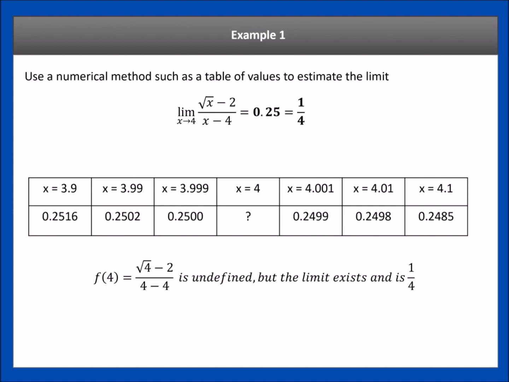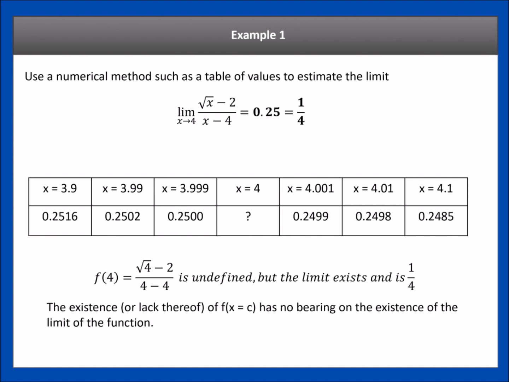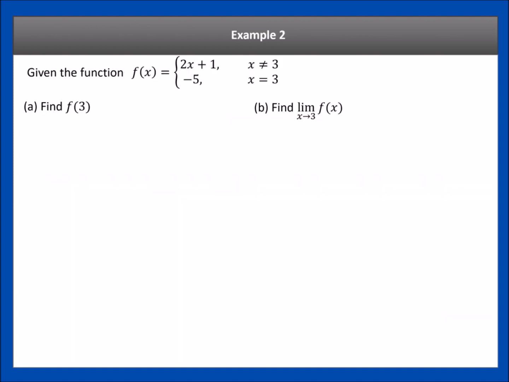So remember that the existence or lack thereof of the value of a function at x equals a number c has no bearing on the existence of the limit. So the limit can exist. However, the value of that function at x equals c may or may not exist. So let's look at an example. This was a piecewise function. It's saying that it's equal to 2x plus 1 when x is not equal to 3, and it's equal to the value -5 when x equals 3.